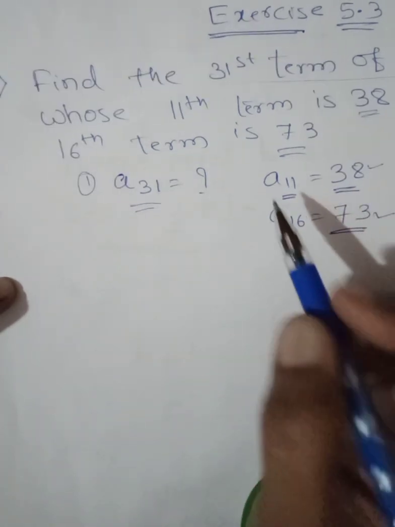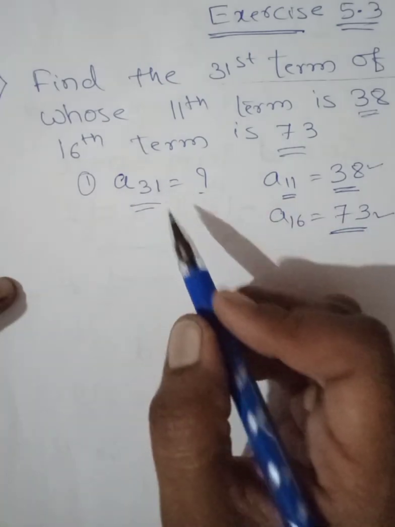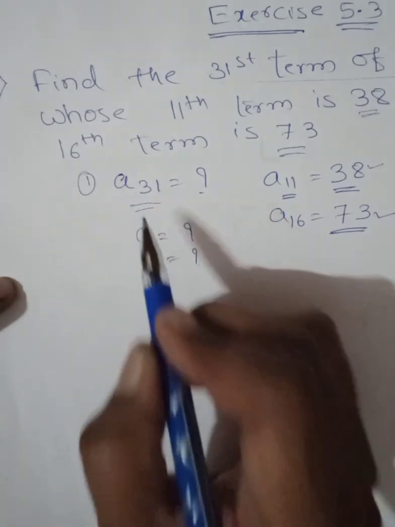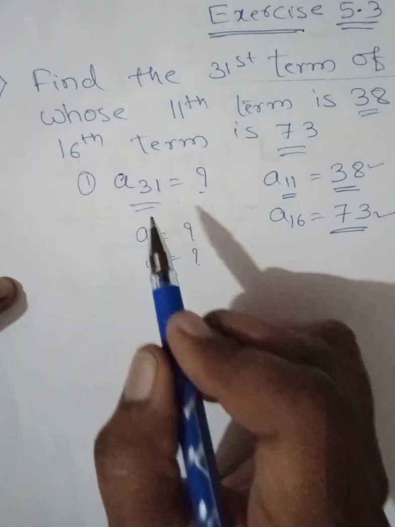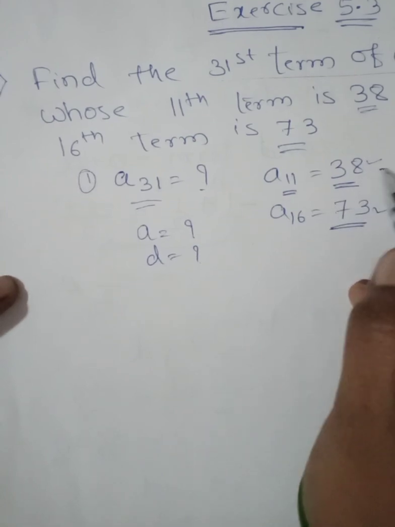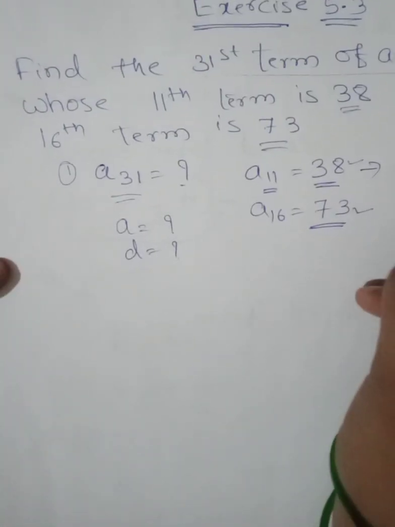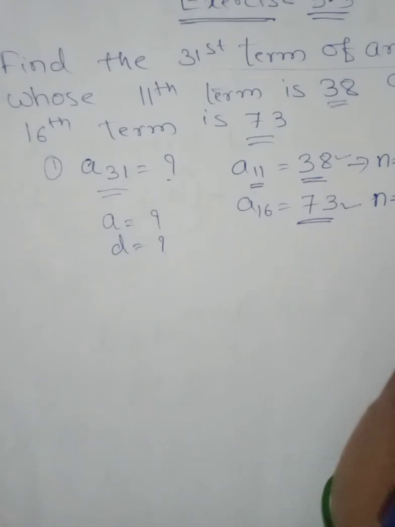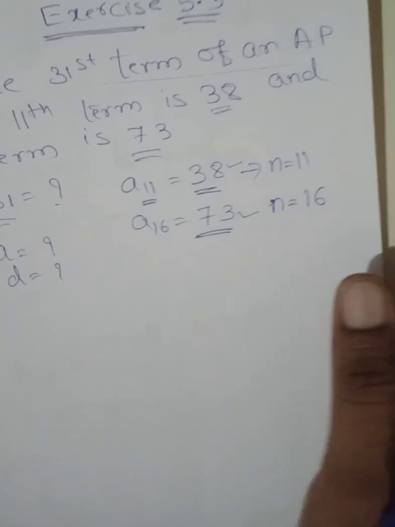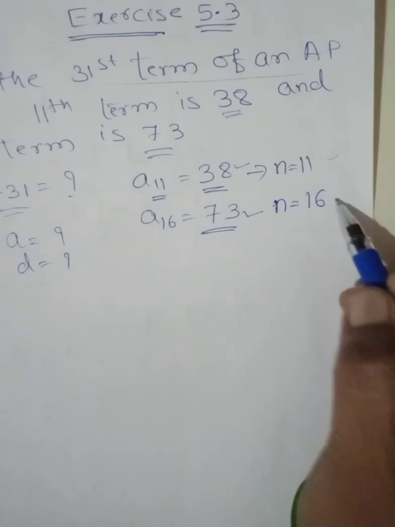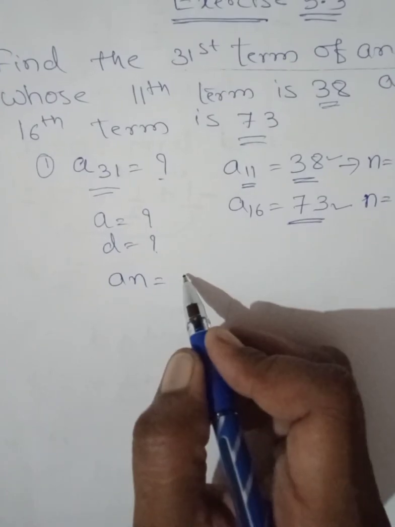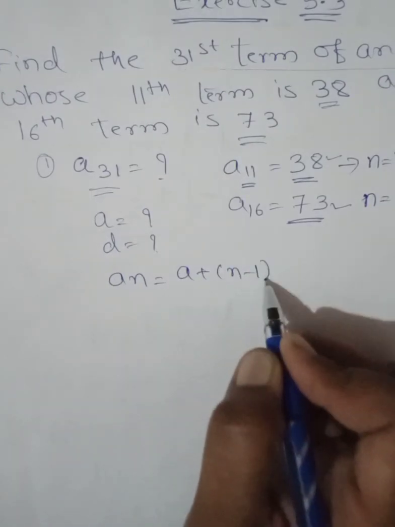Okay. Now to find a term in an AP, we want A and D, and N is given for this one, N is 31. Now look at this one: for A11, N is equal to 11, and for this one N is equal to 16. We will take help of these two and try to find A and D with the help of these two concepts. First of all I am going to write An is equal to A plus N minus 1 into D.